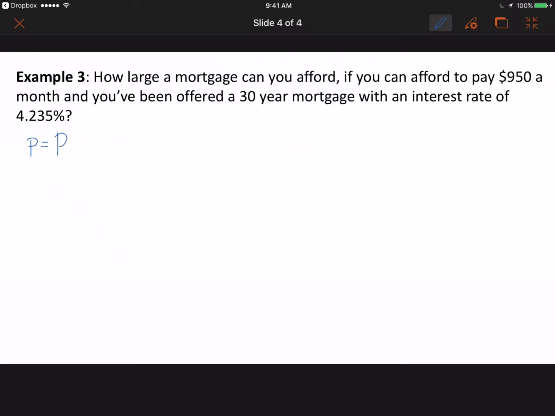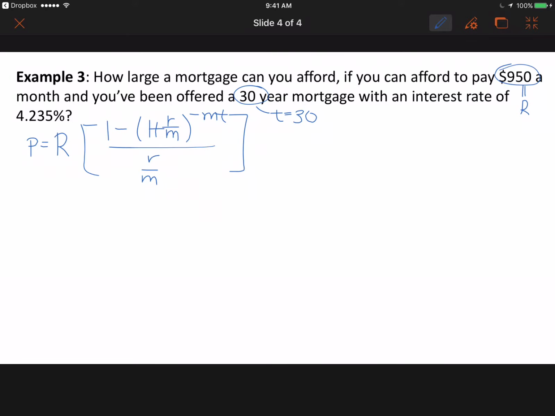So we have P equals R times 1 minus 1 plus r over M to the negative MT all over r over M. And what do we know? We know how much we can pay, $950 a month. That's my R, capital R. It's a 30-year mortgage, so T is 30. We're making monthly payments, so M is 12. And I've been offered a loan at a rate of 4.235%, so little r is 0.04235.